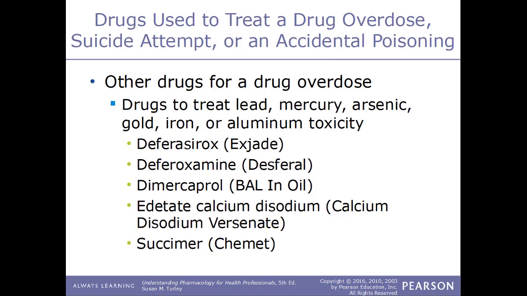Some other examples of drugs for treating drug overdoses. Now, these drugs would treat lead or mercury or arsenic, gold, iron, or aluminum toxicity. Deferasirox, sold under the trade name Exjade. Deferoxamine, also known by its trade name Desferal. Dimercaprol, also known by its trade name BAL in Oil. Edetate calcium disodium, also known as calcium disodium versenate. Succimer, which is known by its trade name Chemet.